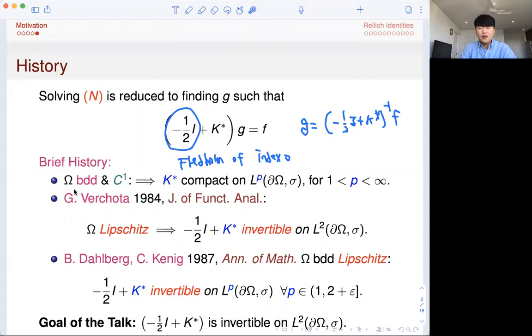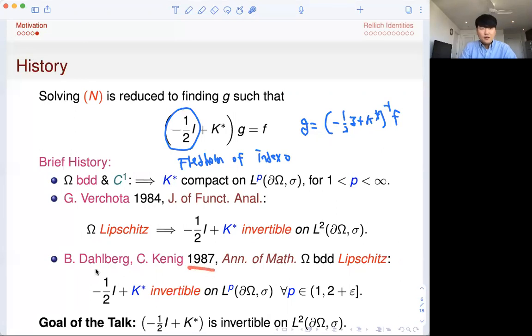But if omega is less smooth, let's say omega is Lipschitz but not C1, then K star is no longer compact. So the Fredholm operator theory is not applicable in that case. In 1984, Verchota was able to prove that if omega is Lipschitz, then minus one half I plus K star is invertible on L2 on the boundary, even if K star is not compact.